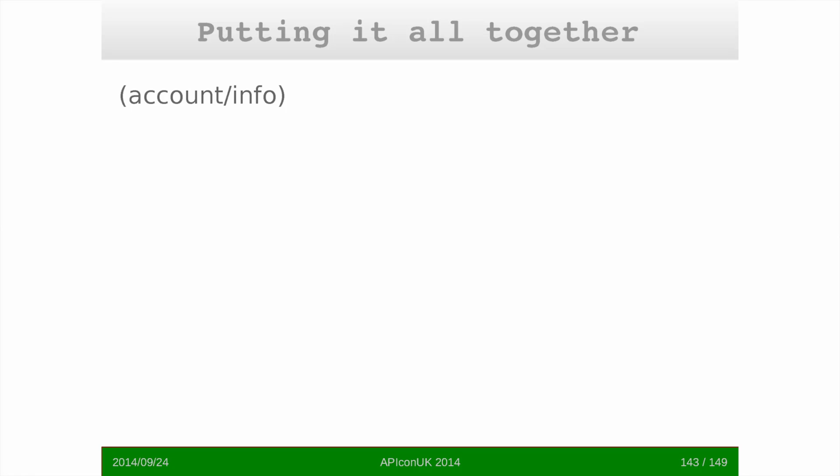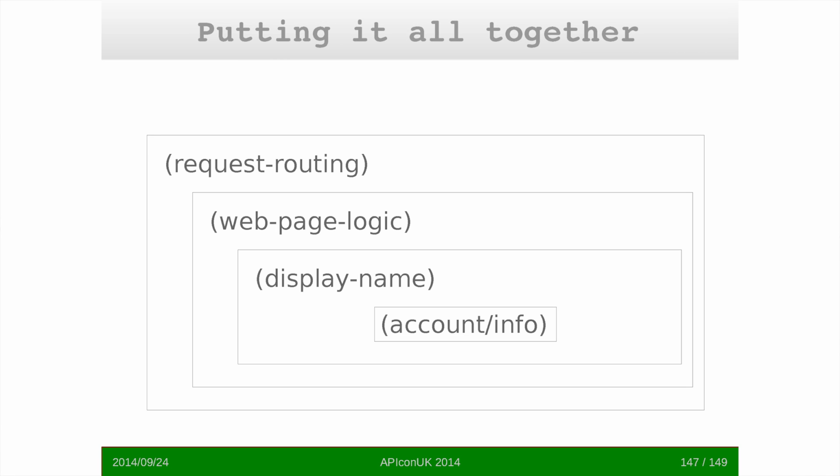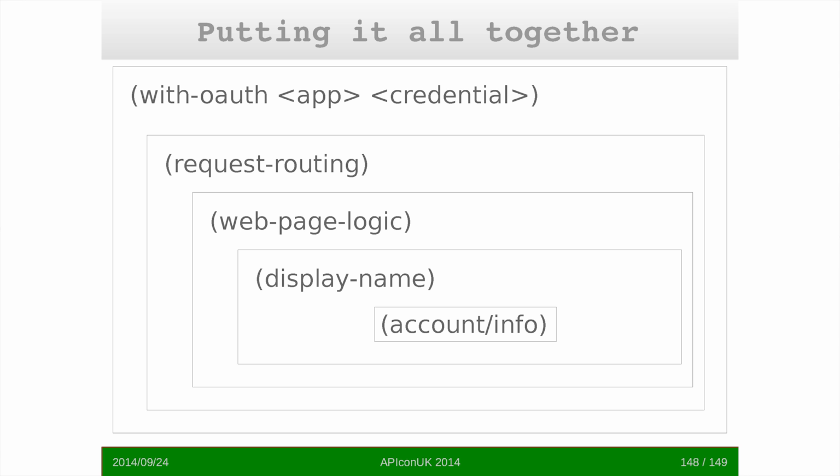So you can take your account info API and write your low-level binding for it, and you can wrap it in a higher-level binding, which maybe finds out the name of the person who owns the Dropbox, and you can wrap it in a web page and put it into your web framework. And then at some point, quite far removed in a completely different part of the program, you can just wrap the whole thing in with-oauth, and all the API requests will become signed with that secret, and so they'll work for that particular user that you have the secret for.